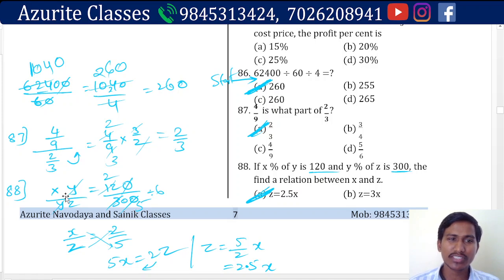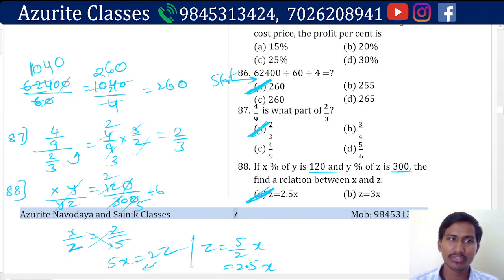So what you do, you just divide it. X percent of y is 120, y percent of z is 300. Divide both of them, y cancels, x by z. Here also we can divide by 6. 6 2s are 12, 6 5s are 30. So 2 by 5, and 2 by 5 means z is 5 by 2 x, that is 2.5. Answer option A here, 88.